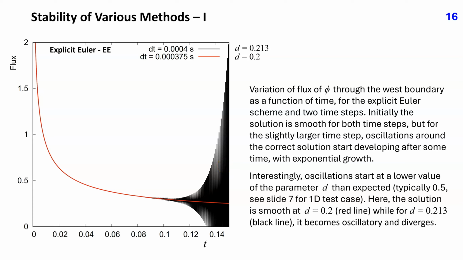Interestingly, oscillations start at a lower value of the parameter d than expected. The stability limit for this scheme is typically d equals 0.5. See slide 7 for 1D case. Here, the solution is smooth at d equals 0.2, red line, while for d equals 0.213, black line, it becomes oscillatory and diverges.